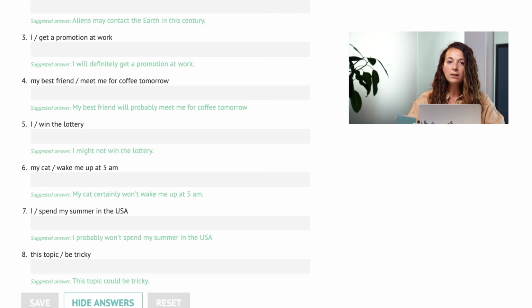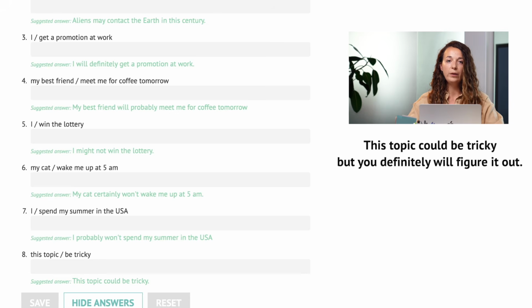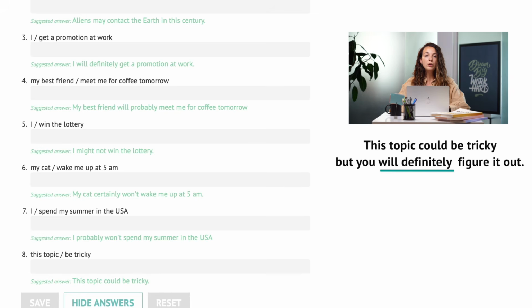Is this sentence correct? This topic could be tricky, but you definitely will figure it out. Yes, there's one mistake here, the word order. We should say, you will definitely figure it out. And which other verbs could you use instead of could? That's right, might or may.